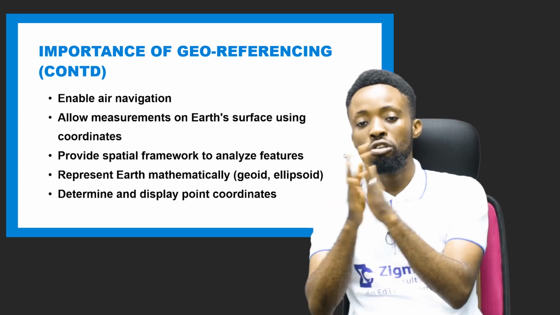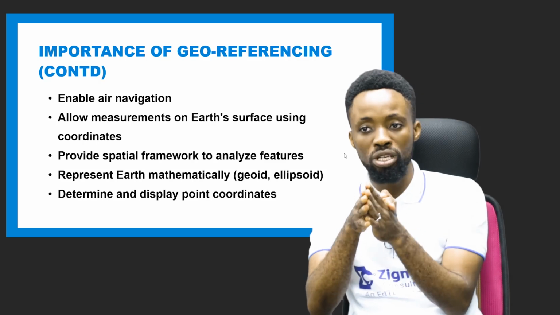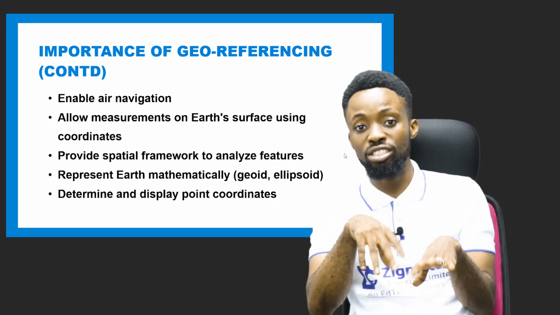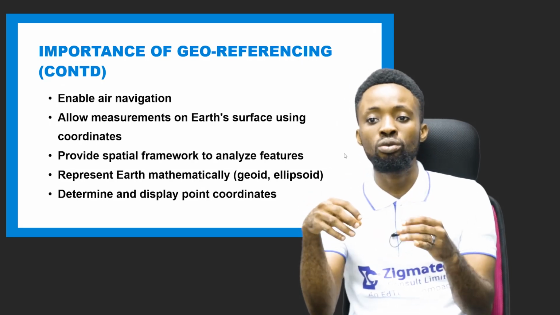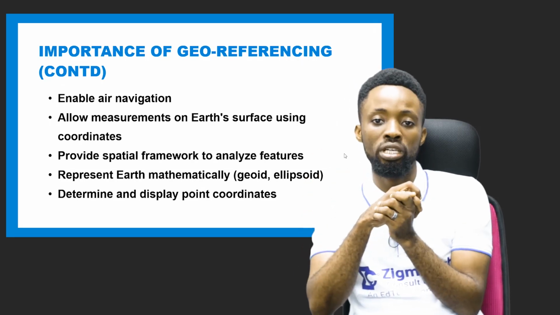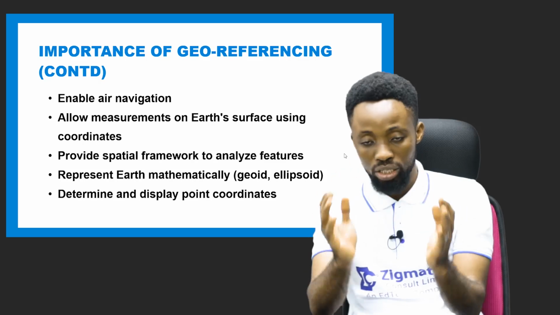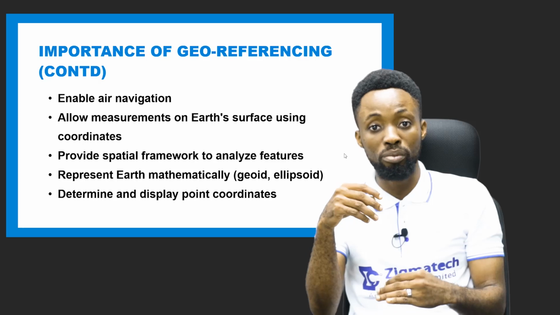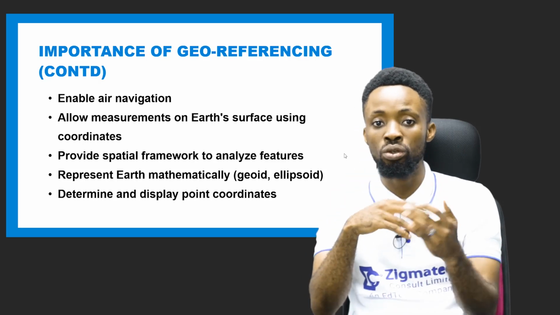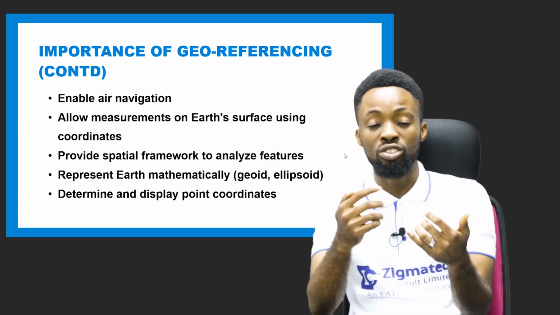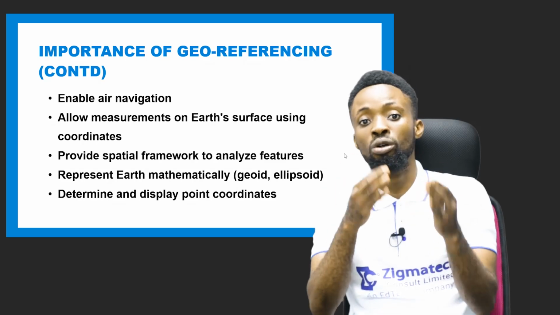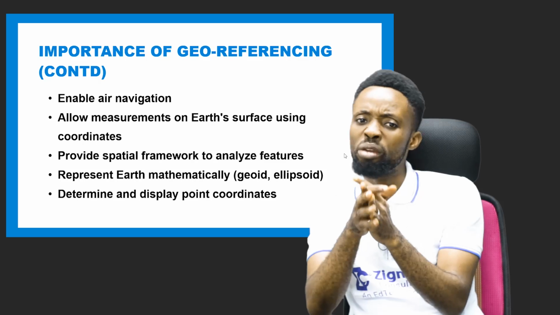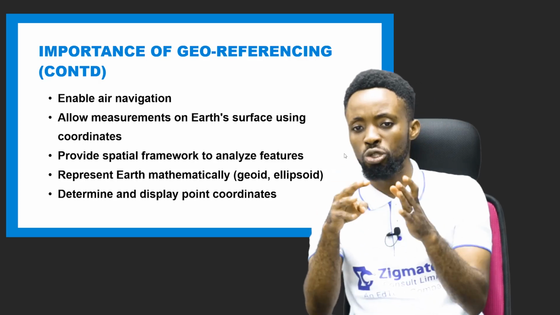And also georeferencing allows measurements on the Earth's surface using coordinates. So with the help of latitude and longitude, we can easily measure places on the Earth's surface. Just like Nigeria, we can measure the distance from the north to the southern part of Nigeria, and from the east to the western part of Nigeria, as approximately 1,000 kilometers and approximately 1,300 kilometers. So this is made possible with the help of georeferencing.